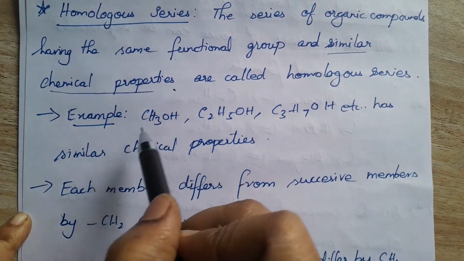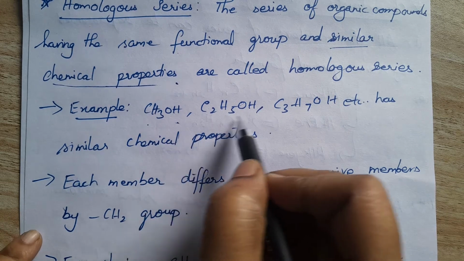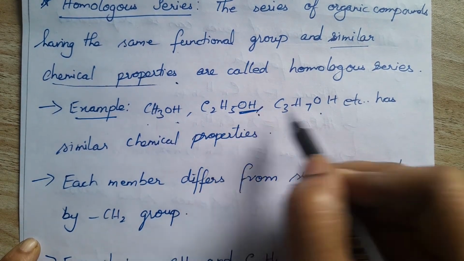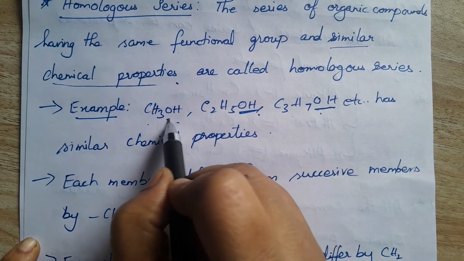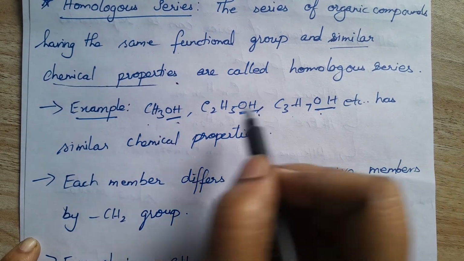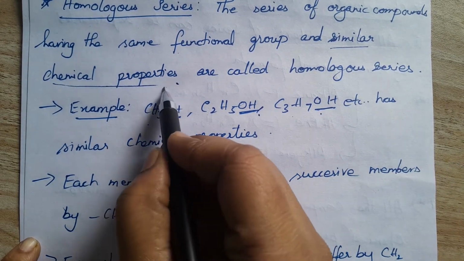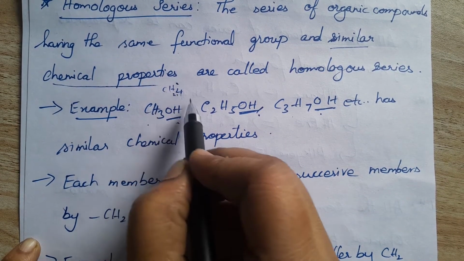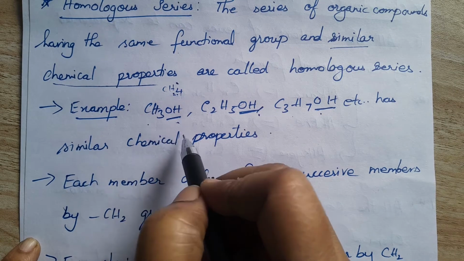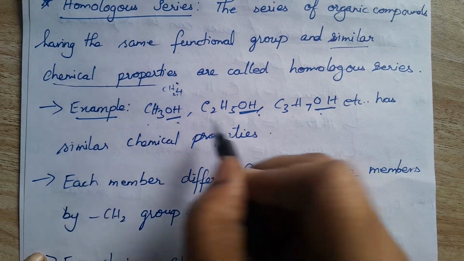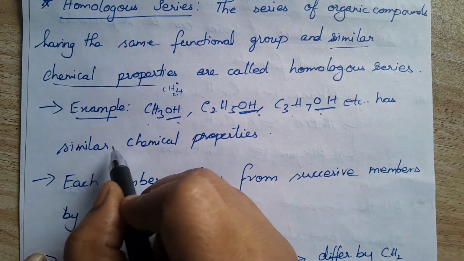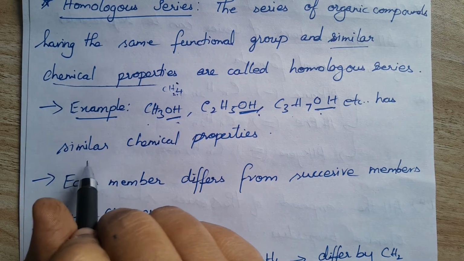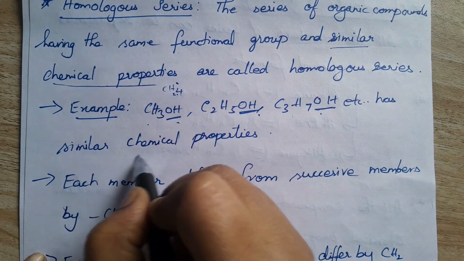For example, methanol, ethanol, propanol. So this is the OH family, OH is a functional group attached to it. This is methane, CH4. Here, in place of one hydrogen atom, a functional group OH is attached. So all of these will have the same chemical properties of alcohol, similar chemical properties.